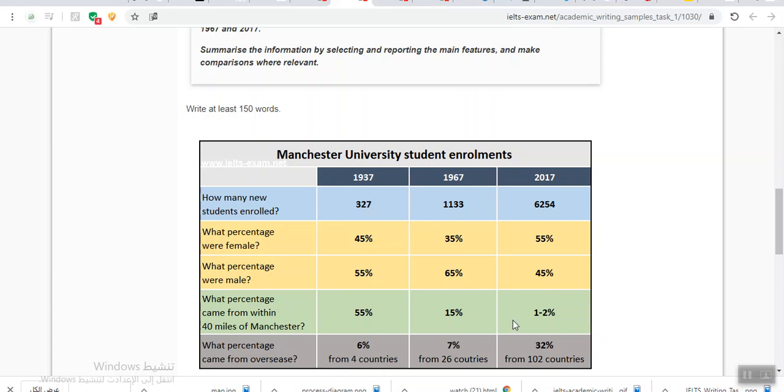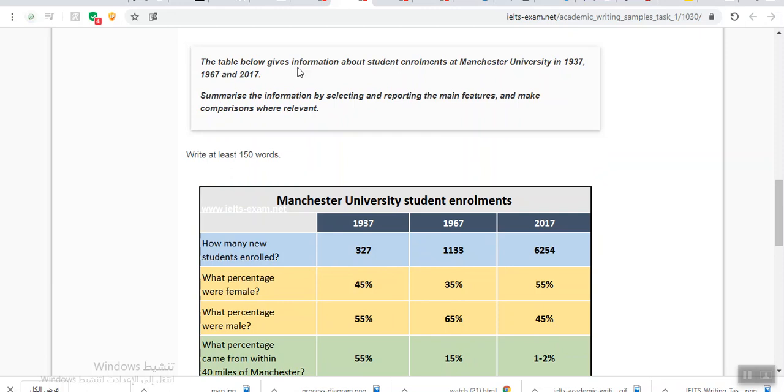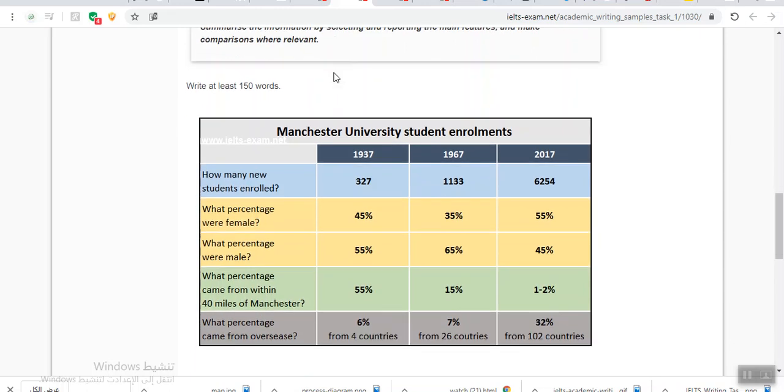Now, you're going to see the overview. First of all, you have to paraphrase the question. This is the question: the table below gives information about student enrollments at Manchester University in 1937, 1967, and 2017. At first, you will find it difficult to paraphrase a question because you think that there are no other words that you can use to rewrite it. But let's see the answer here.